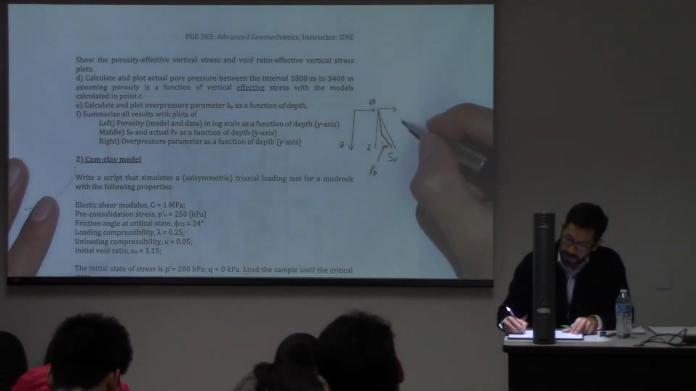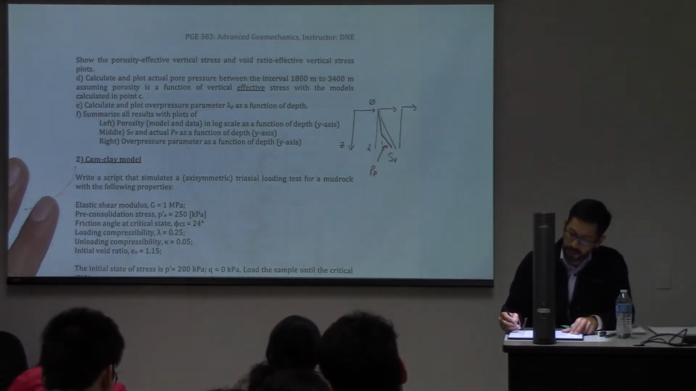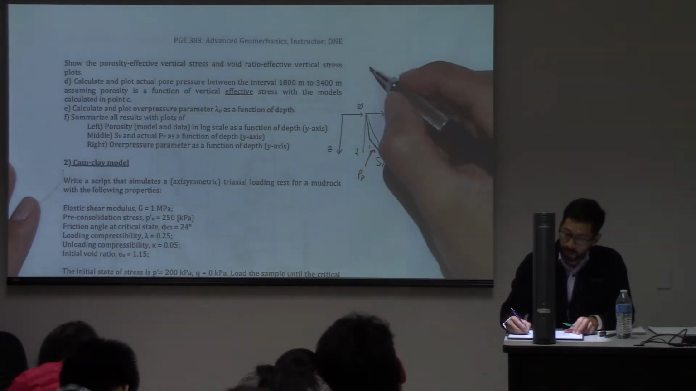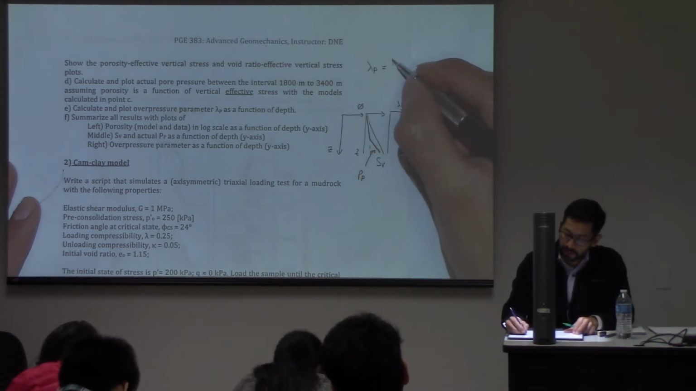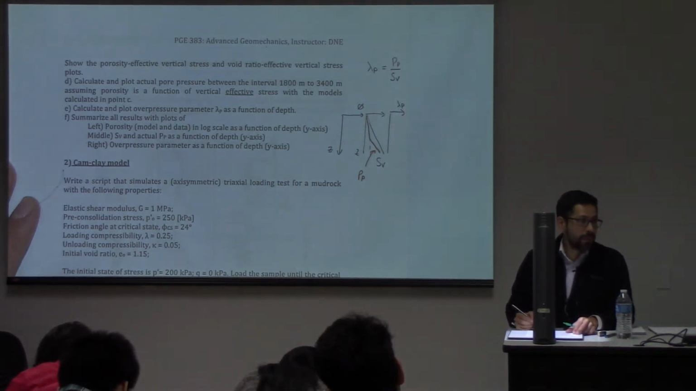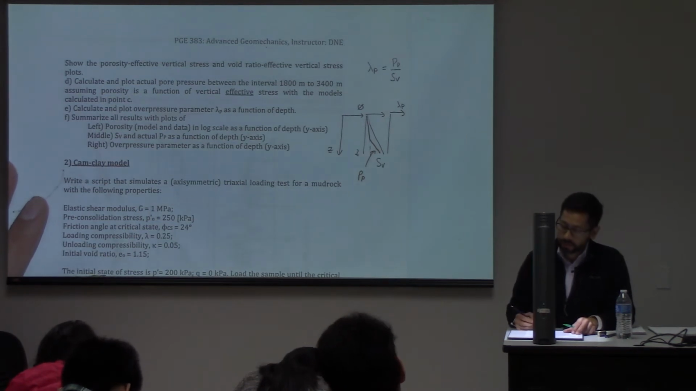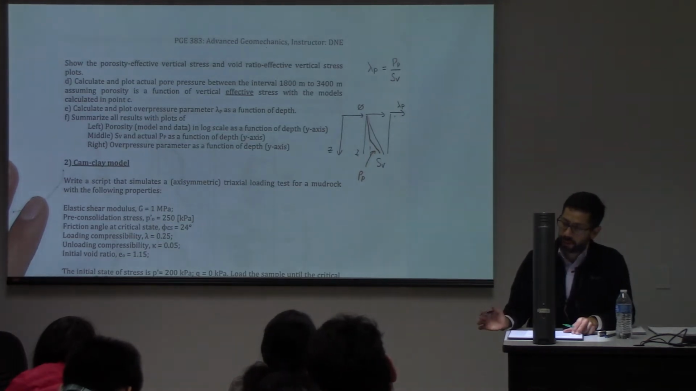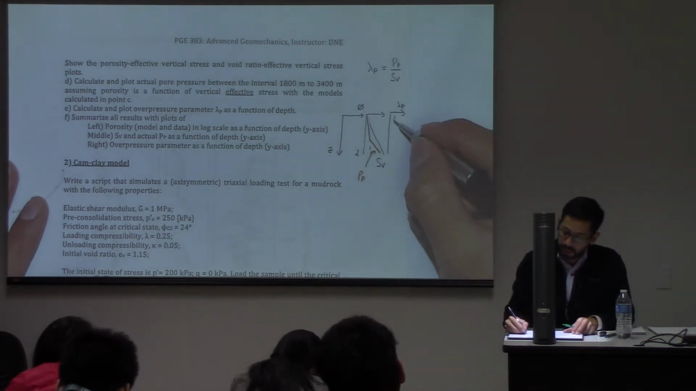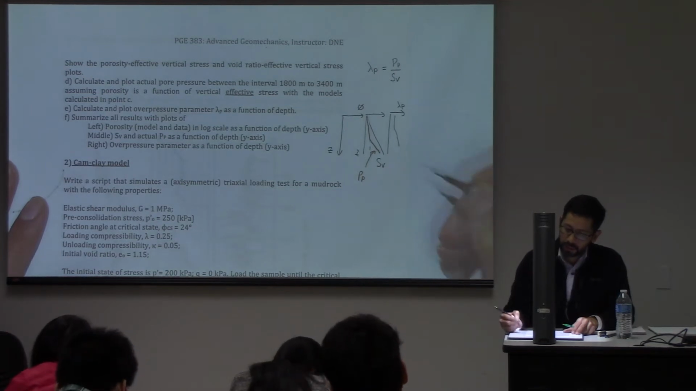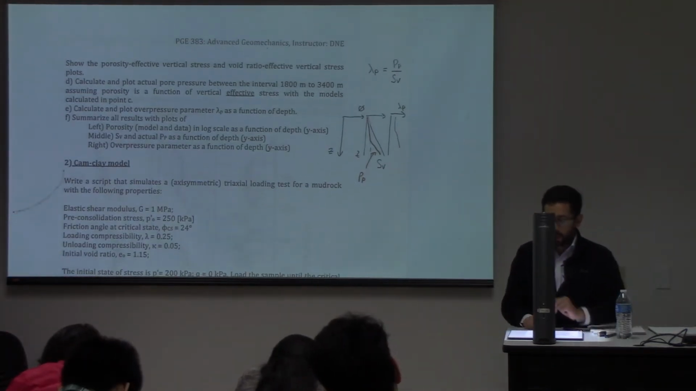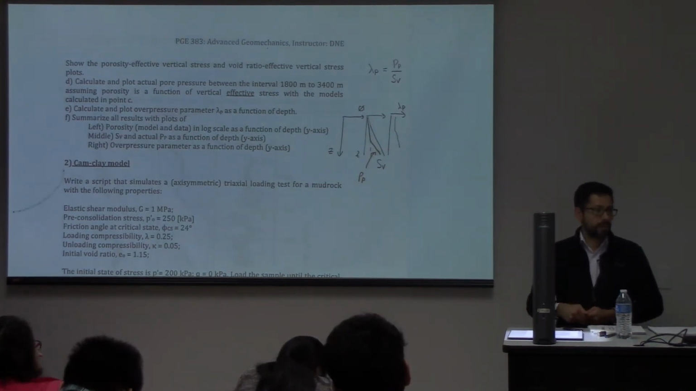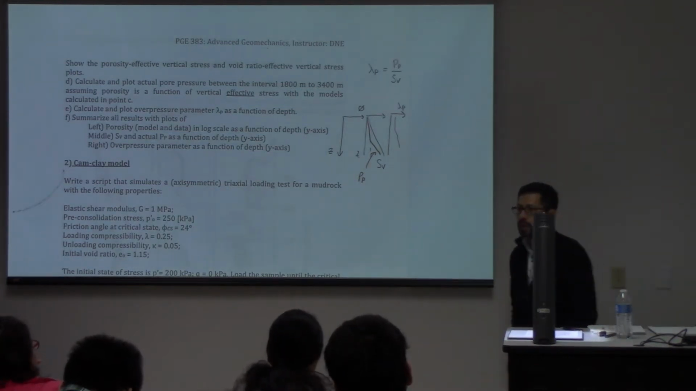And the third plot that I'm asking you here is a plot of what is called the overpressure parameter, where the overpressure parameter is defined as the pore pressure divided by the total normal stress. And this is defined for the sediment part. It's going to be hydrostatic, and then it's going to increase. What is the maximum value of the overpressure parameter? What would you expect? 1? Why 1?